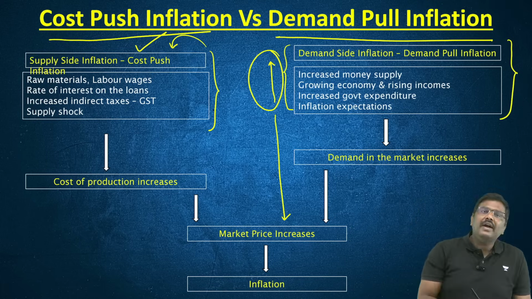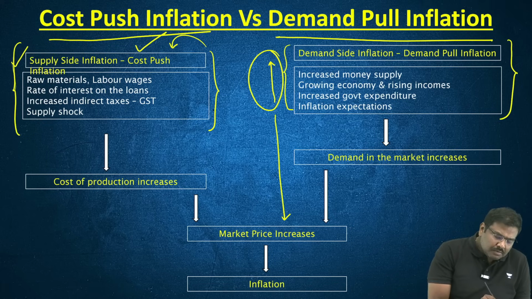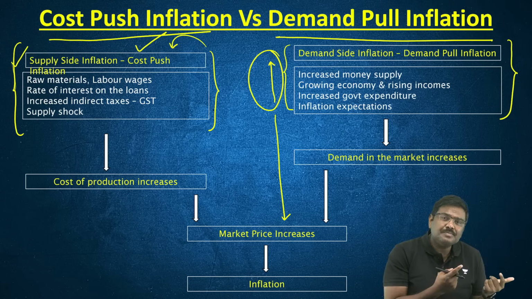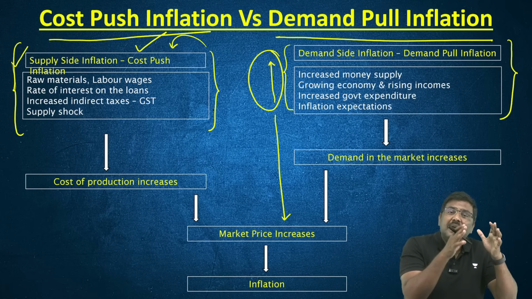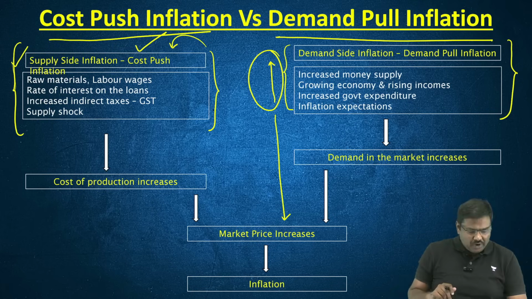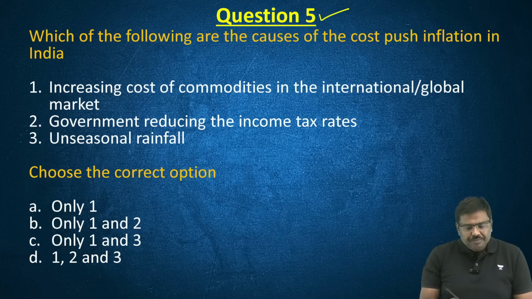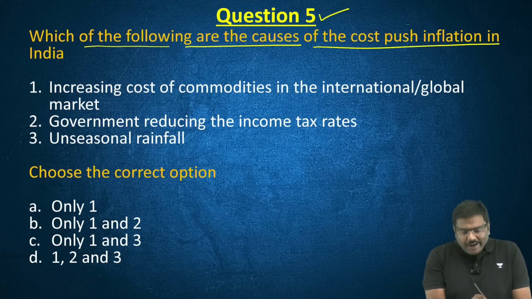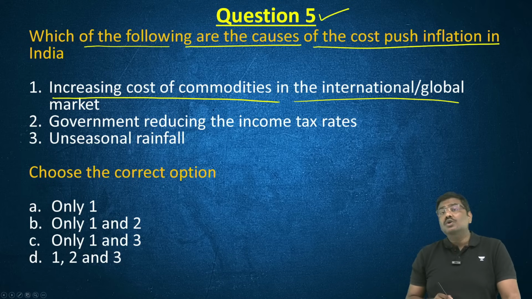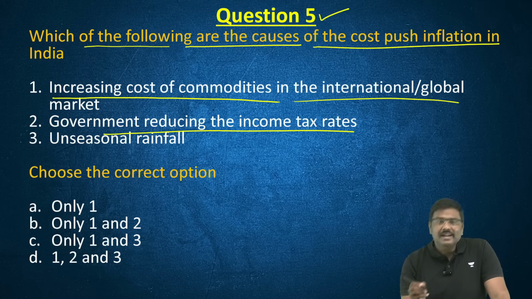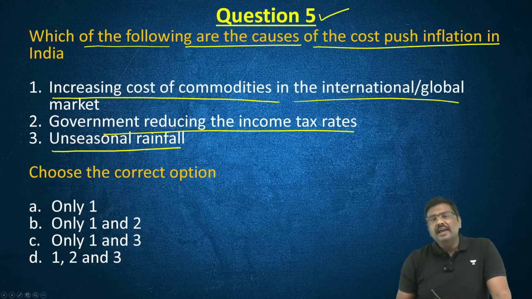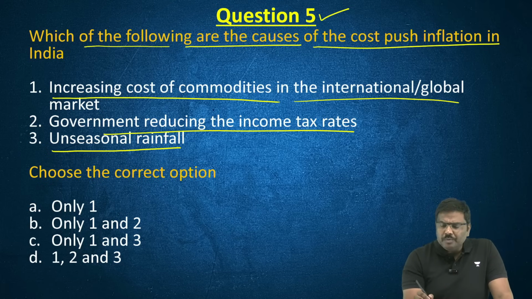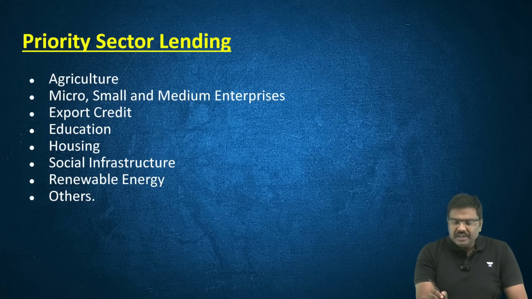Whenever it is a supply side factor, the more important role, or higher importance should be given to Government of India's policies, because the Government of India's policies can ease out the supply side issues which are contributing to inflation. Okay, done. Now based on this, I have given a question here. Which of the following are the causes of cost push inflation in India? Increasing cost of commodities in the international or global market, government reducing the income tax rates, unseasonal rainfall. Which of the following factors, how many of these, or which of these combinations are contributing to cost push inflation? Let me go to the next concept now.